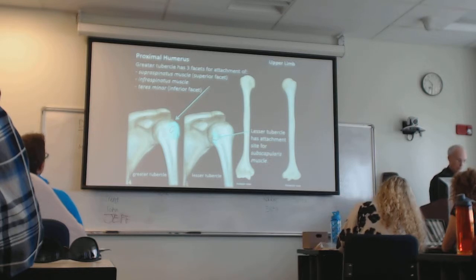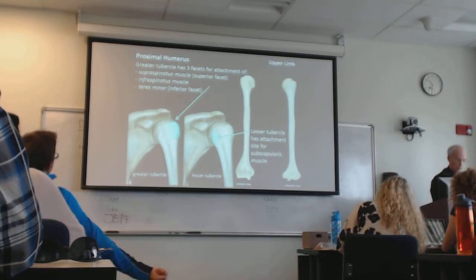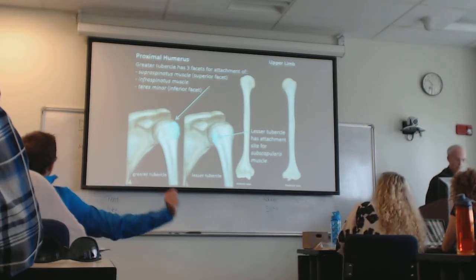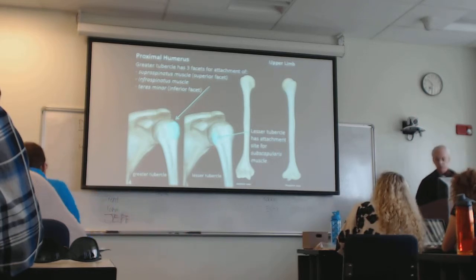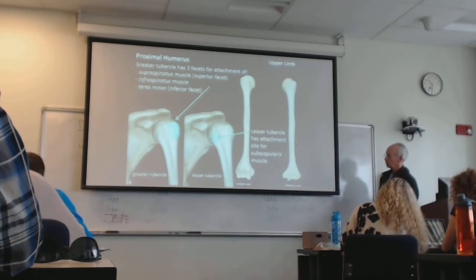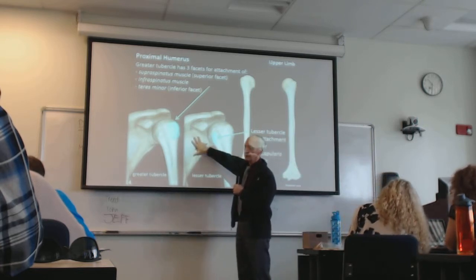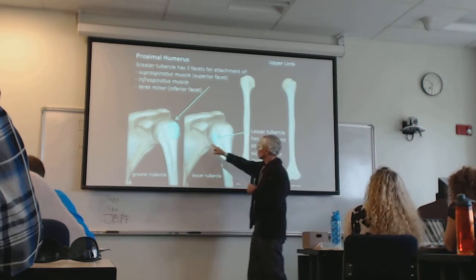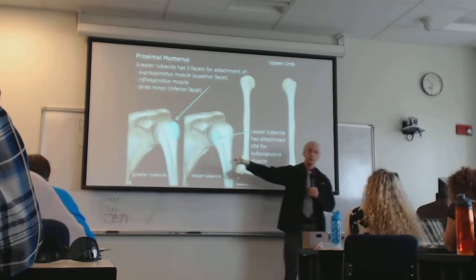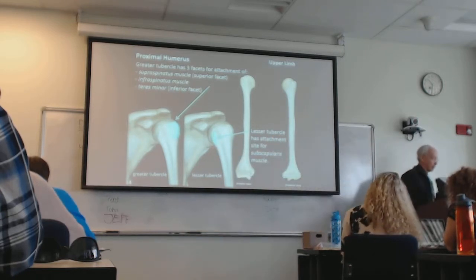The lesser tubercle that you see here in the middle is the site of attachment for the subscapularis. And the subscapularis is the large muscle on the anterior surface of the scapula. And so it's going to reach over to here and also function as an adductor and a rotator.